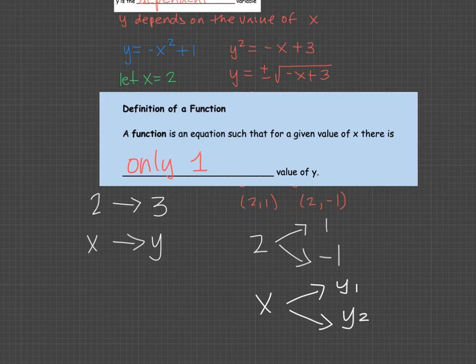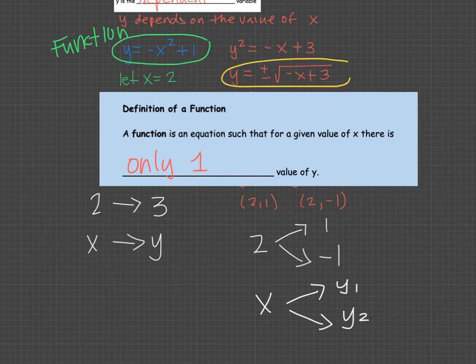And if we look at y equals plus or minus square root of negative x plus 3, we have a given value of x, 2, and we got more than one value of y. We got 1 and negative 1. The first one is a function, but the other one is not a function. It does not meet the definition or the criteria of a function.